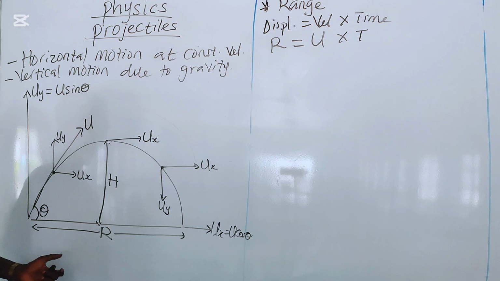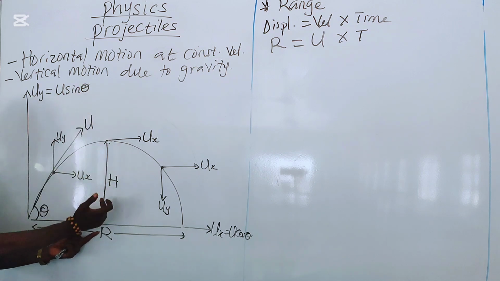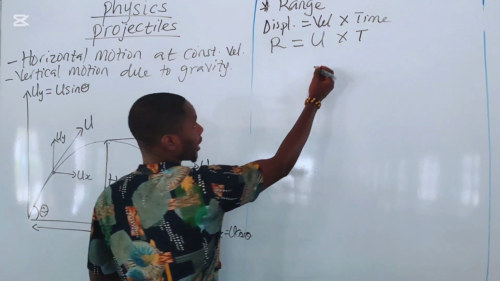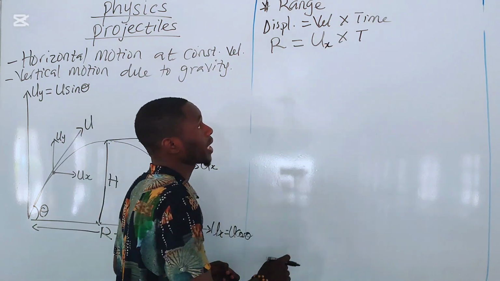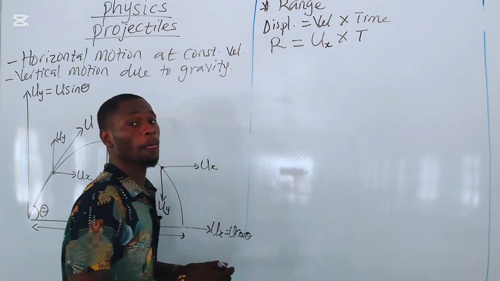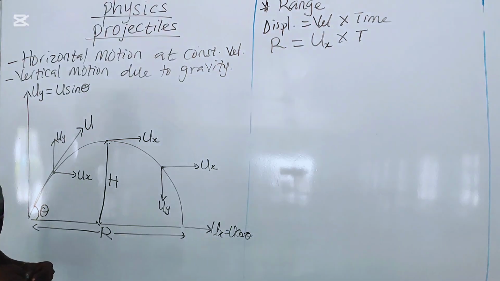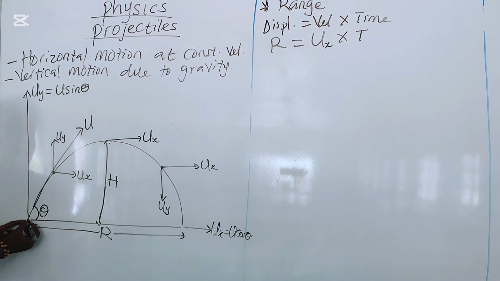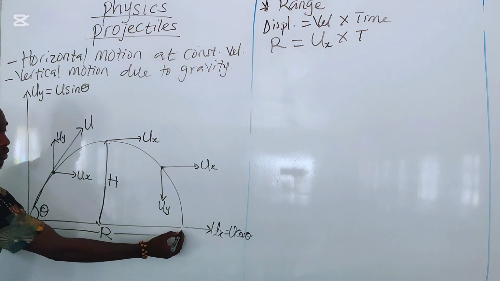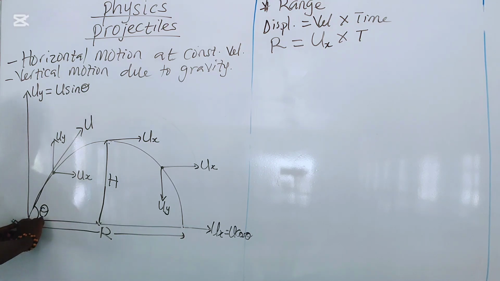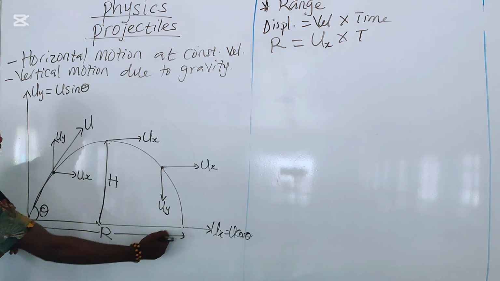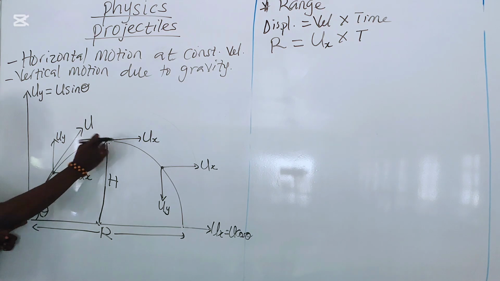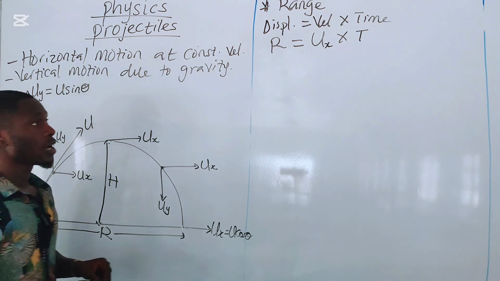Whereas the vertical component only affects the vertical height moved by the projectile. So it means that U here is the same thing as Ux. And T here is the time of flight, not just the time taken to reach the maximum height, because we are talking about the distance moved from this point of projection to this particular point. And the time taken for it to move in this entire curved part is the time of flight, not just the time taken to move to the maximum height.